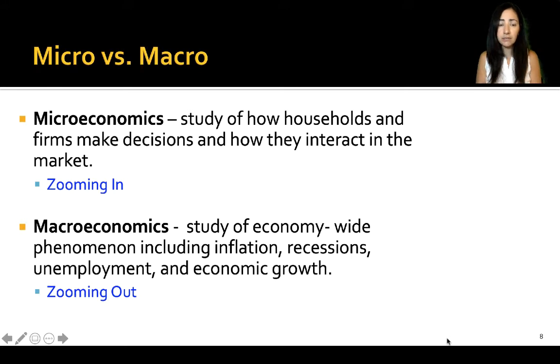We'll have a look at international markets and how they impact the micro decision maker as well. The second part of our course goes on to macroeconomics. Here we'll study economy-wide phenomena like inflation, what causes inflation, what's a recession, how do we get unemployment, how do we measure unemployment, how do we generate economic growth, how do we measure economic growth, and we'll look at different types of macroeconomic policies as well.